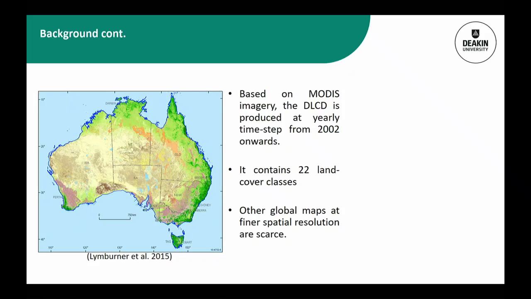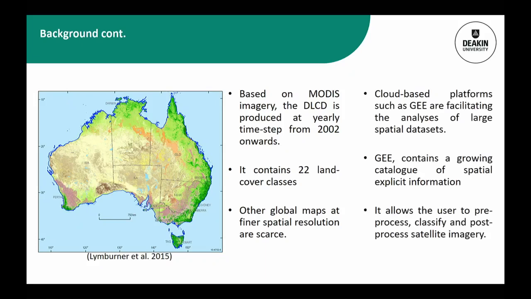There are other global maps at finer spatial resolution. However, those are only available for a few time snapshots, so we don't have long-term data series at high resolution in Australia. Now, we have cloud-based platforms such as Google Earth Engine that are facilitating the analysis of large spatial datasets. Google Earth Engine contains a growing catalog of geospatial information, and it allows the user to pre-process, classify, and post-process the information in an efficient way.